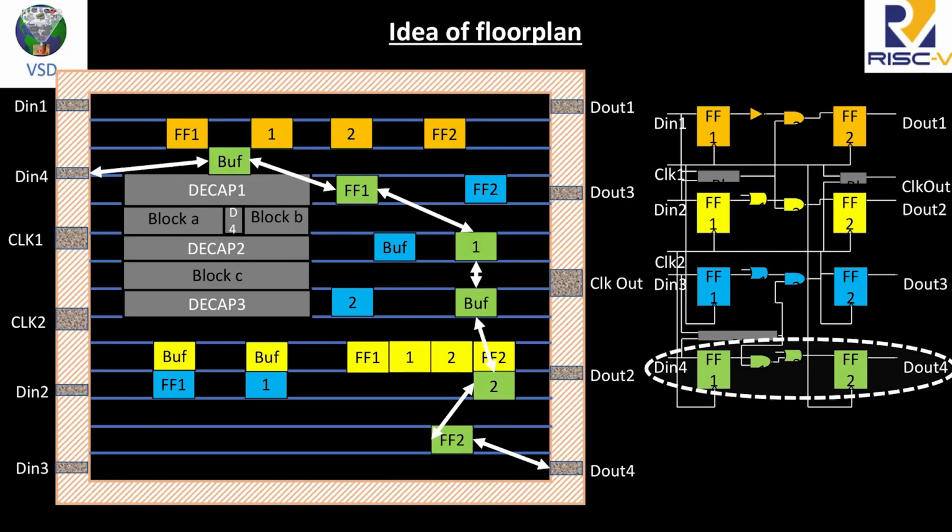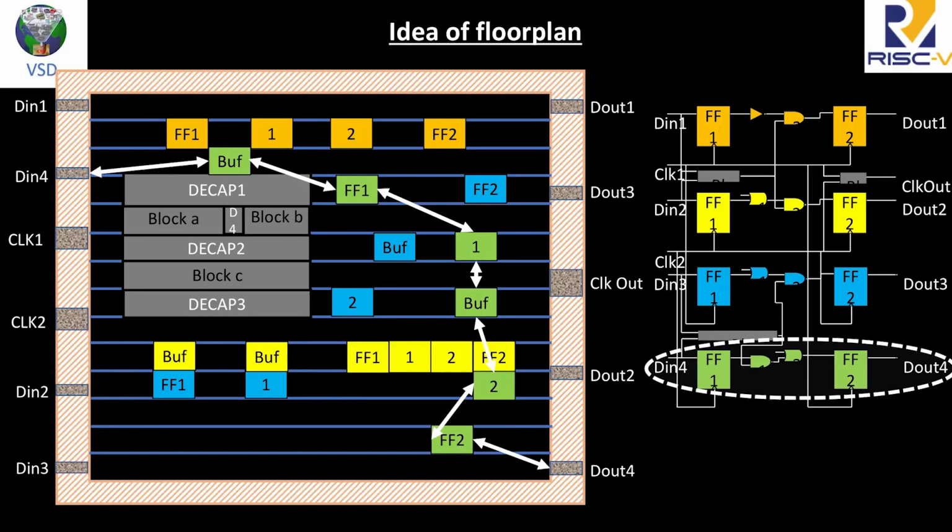So that's the idea of a floor plan. In this floor plan, you see Din1 is placed at the Din1 pin, which is a port. This port is placed close to flip-flop 1. Din4 is placed close to the buffer, but Din4 is far away from Dout4.